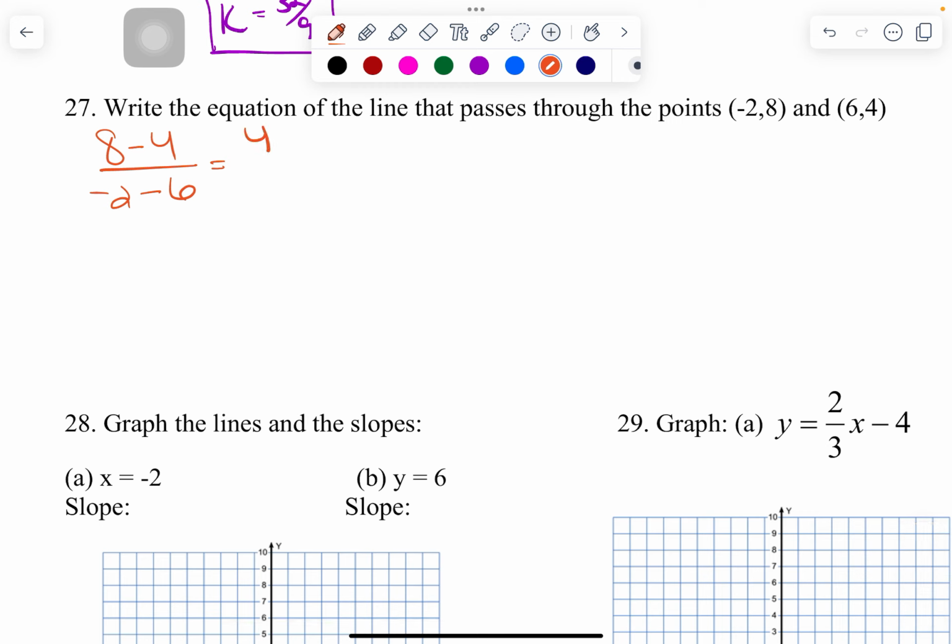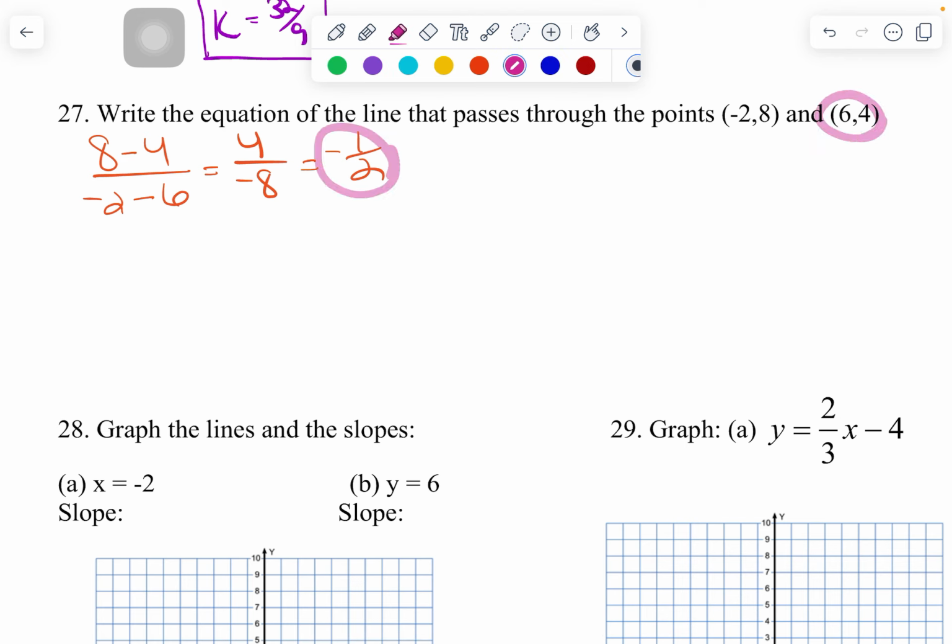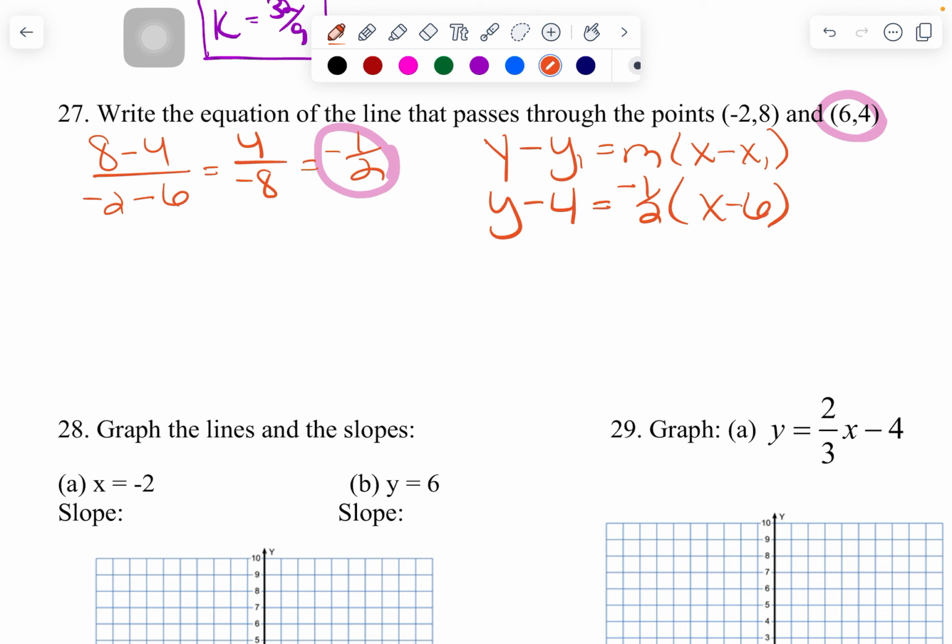8 minus 4 is 4. -2 minus 6 is -8. That is going to simplify to a fabulous -1/2. That is your slope. Now I'm going to pick a point. I like that point and that slope. So let's do point slope formula. So y minus y1 equals m times x minus x1. So y minus 4 is equal to -1/2 times x minus 6.